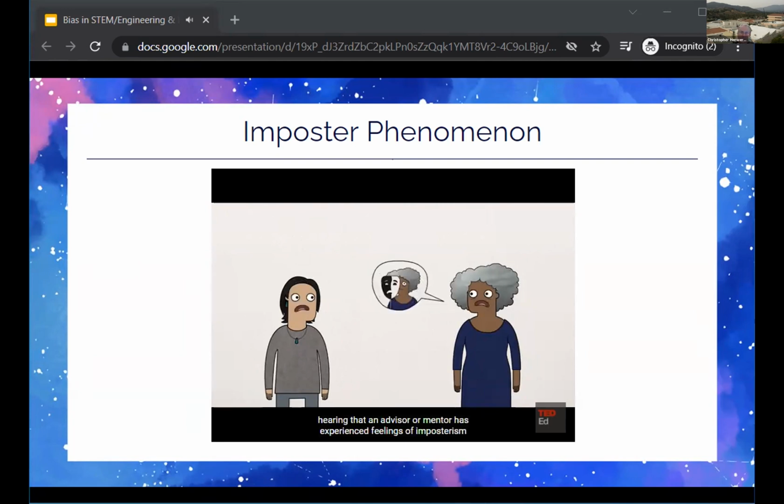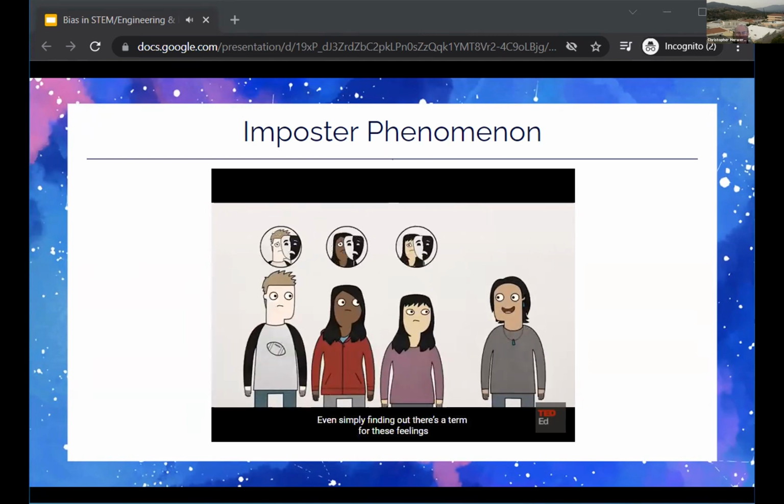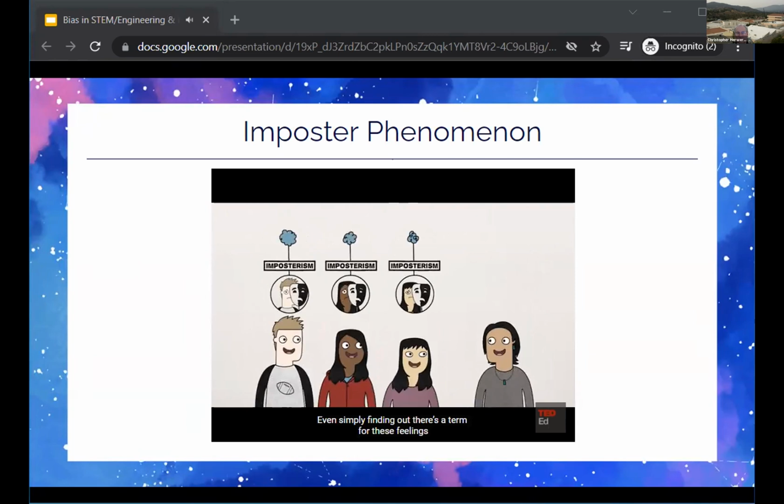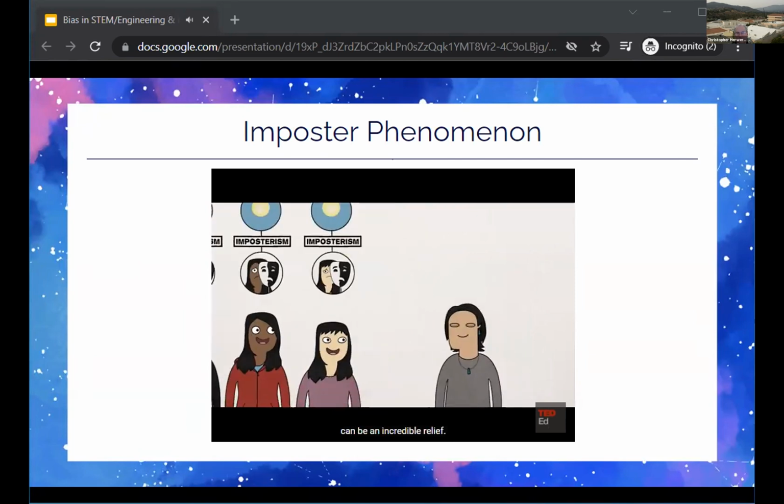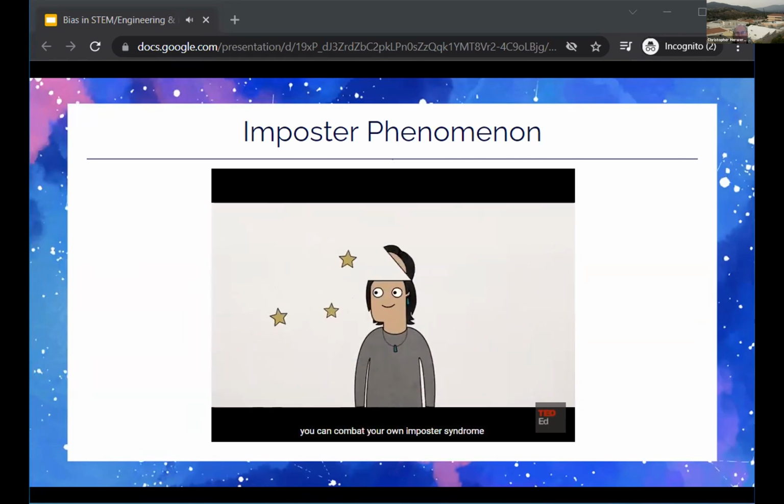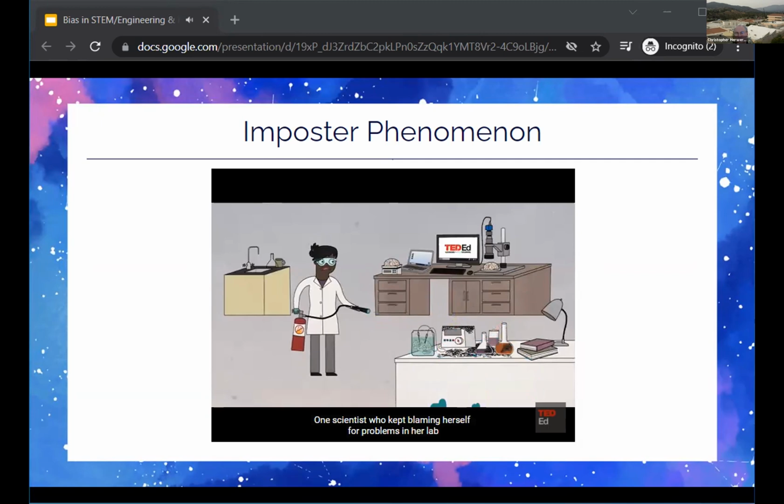But on the other hand, hearing that an advisor or mentor has experienced feelings of imposterism can help relieve those feelings. The same goes for peers. Even simply finding out there's a term for these feelings can be an incredible relief. Once you're aware of the phenomenon, you can combat your own imposter syndrome by collecting and revisiting positive feedback.